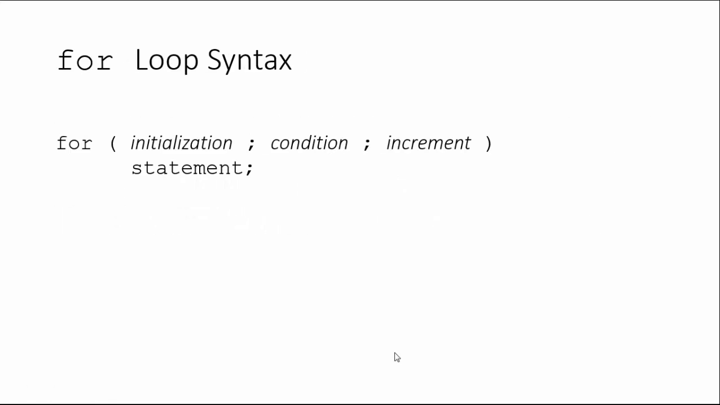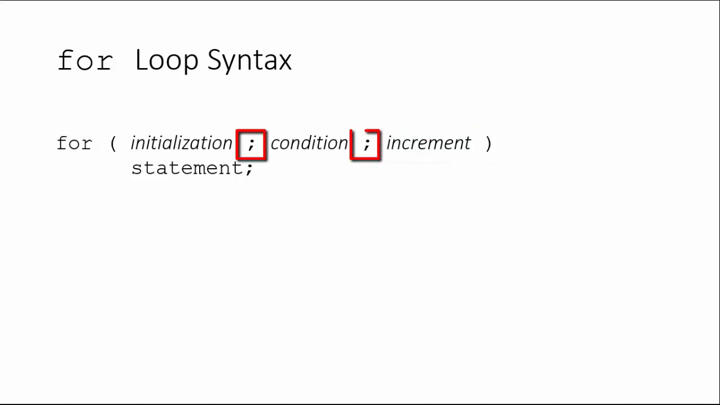This is the syntax to create a for loop. For is the reserved word, followed by an open parenthesis and closed parenthesis. Inside the parenthesis are three statements. The first initializes a variable to act as the counter. The second is a condition which evaluates to true or false, and the third is an increment statement to change the value of the counter.